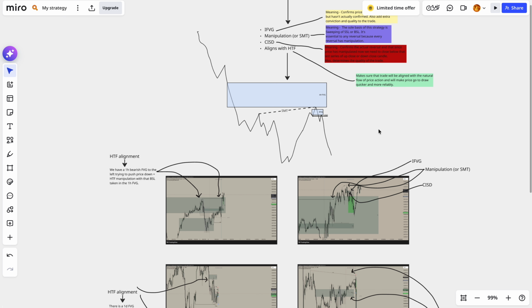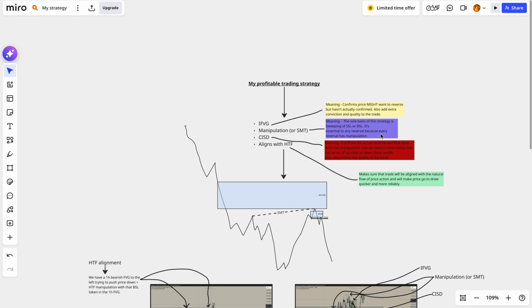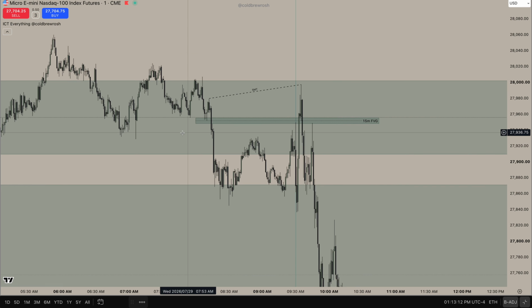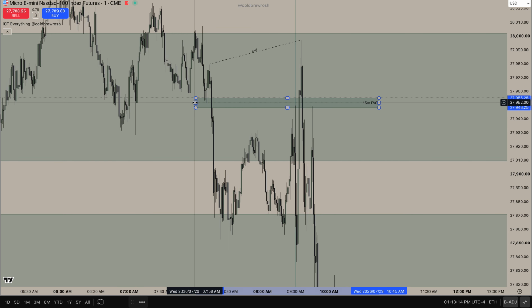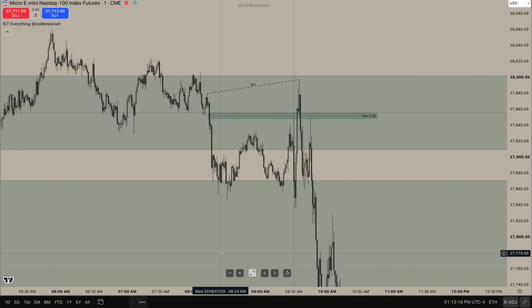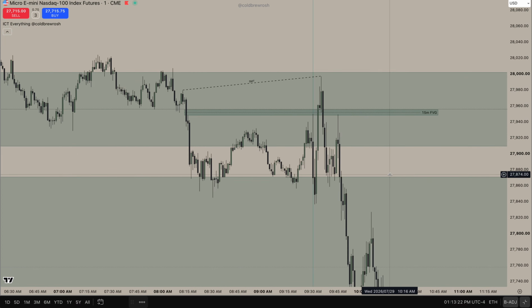But yeah, I'm going to show you a couple of examples in the chart, recent trades that I took in the last week. All right, so here is a setup that just played out today. I didn't trade today because we have FOMC later today, so I'm just waiting for that. But let's look at this setup.